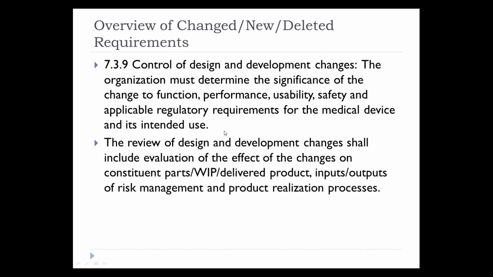7.3.9, control of design and development changes. The organization must determine the significance of the change to the function, performance, usability, safety, and applicable regulatory requirements for the device and its intended use. And any design and development changes shall include evaluation of the effect of the changes on constituent parts, WIP, delivered product, inputs, outputs of risk management, and the product realization process. So the impact must be evaluated.